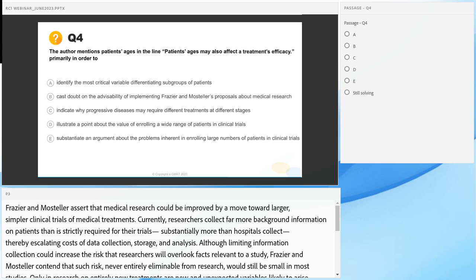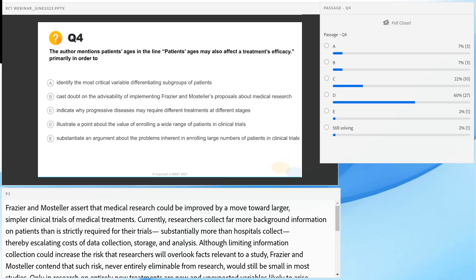All right, about 80% of the class is done. Let's get those answers in. 3, 2, and 1. I'm going to end the poll. I'm going to broadcast results so you guys can see how you guys did.